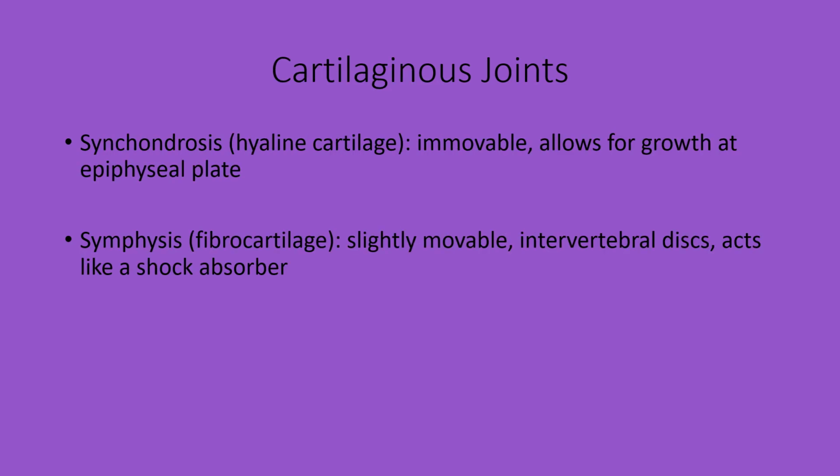If we look further at the cartilaginous joints, you have synchondrosis, which have hyaline cartilage. These are immovable. An example of this would be at the epiphyseal plate where we have growth occurring in a bone, like in a long bone. And then symphysis, fibrocartilage, slightly movable. Examples of this would be between your vertebrae, what we call the intervertebral disc, that acts like a shock absorber.